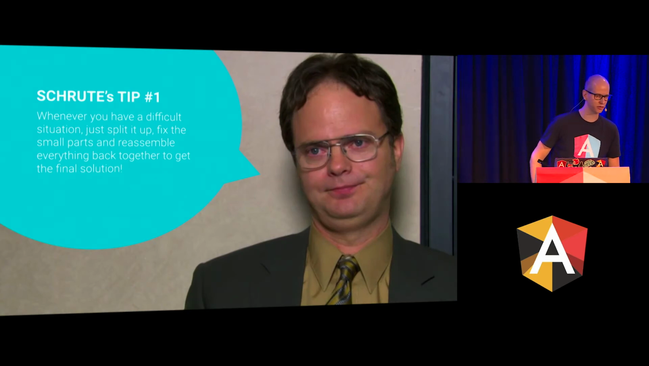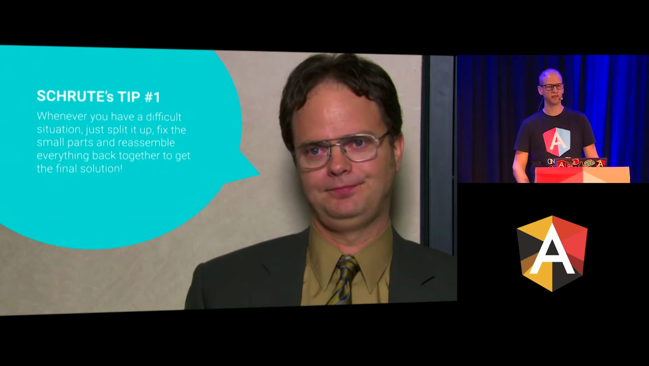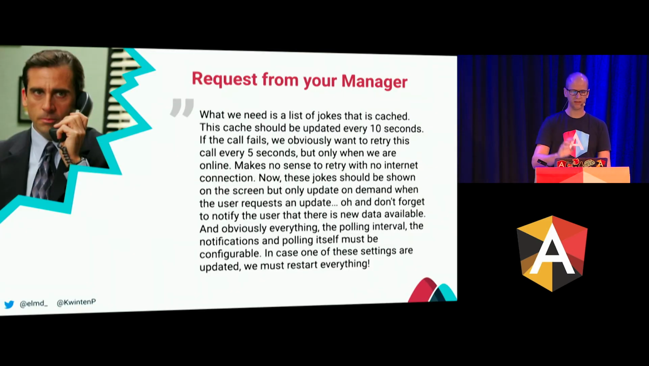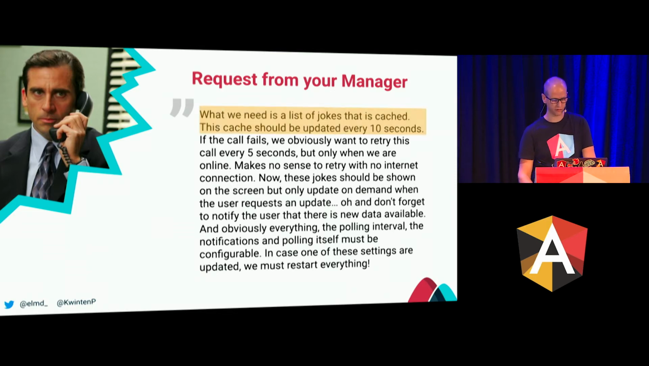But first, we have this guy, and his name is Dwight K. Schrute, a really weird guy from The Office, but he's going to give us some good tips today. The first tip that he gives us is: if you have a difficult problem, use divide and conquer, split it up, solve the subproblems, and recombine to a final solution. Okay, with that in mind, if I take a look at this diagram, I can figure out some of these sub-requirements. So I could, for instance, say, okay, I need a list of jokes that is cached, and the cache is updated every 10 seconds, and so on and so forth.